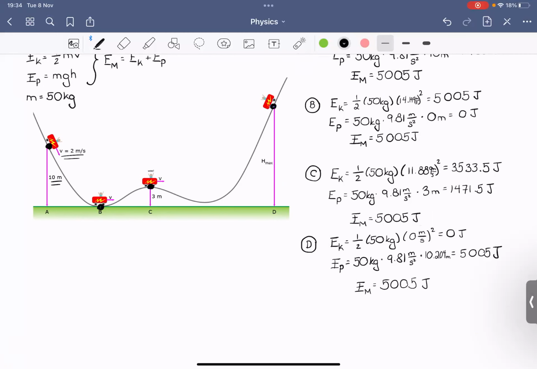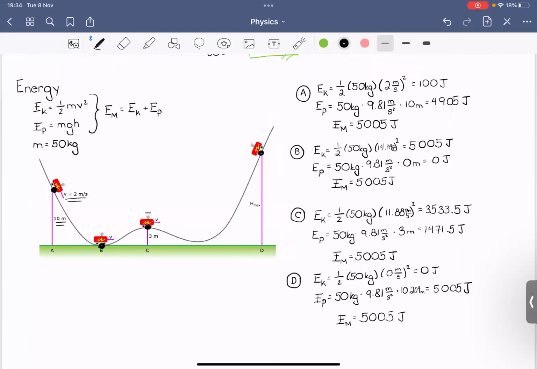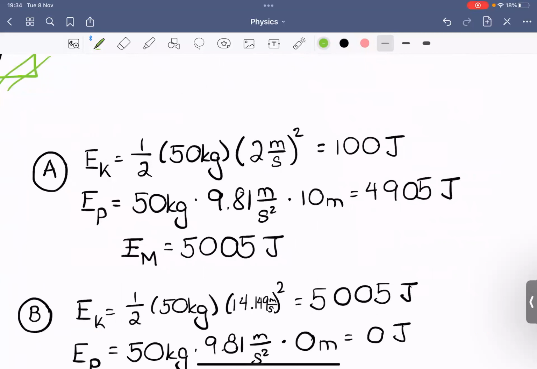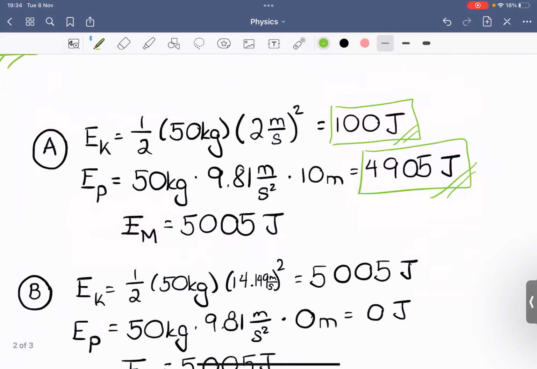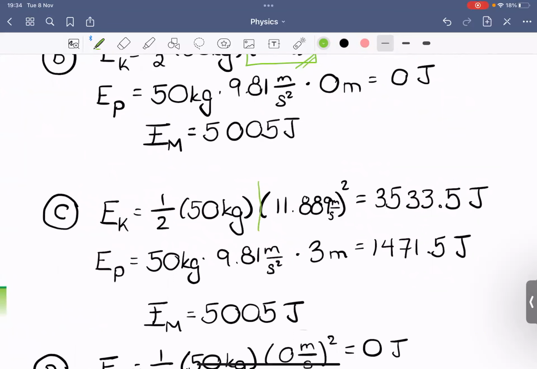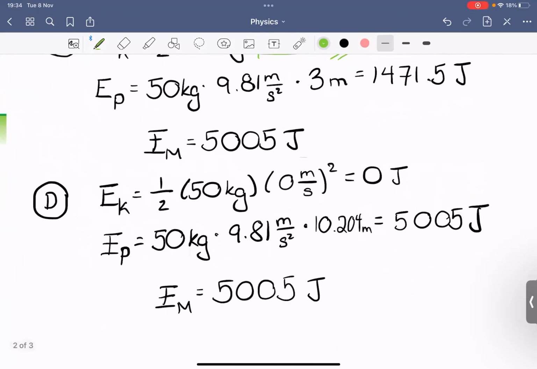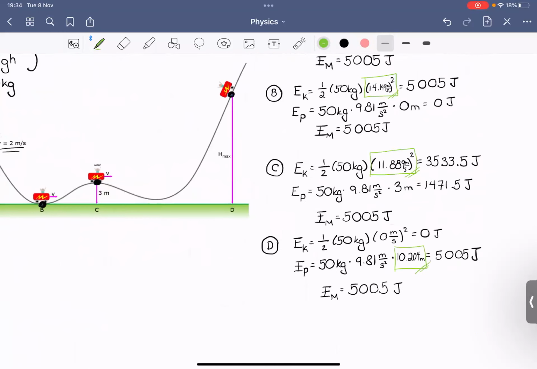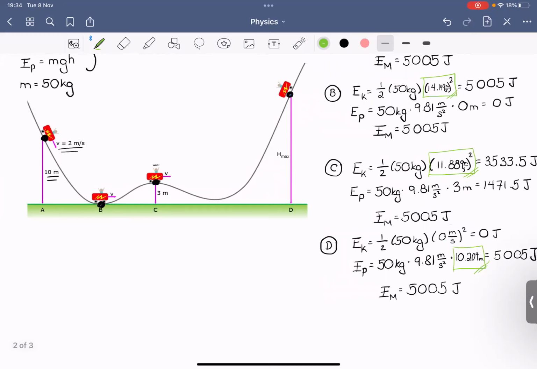All right, and that is how we can solve this problem. Now, just to make sure that we got this, the information that we got was in this very first point, we got this energy, we got the potential energy. In point B, what we were missing was our velocity. Same thing as point C, we were missing our velocity. And in point D, we were missing our height, which is the maximum height that we're going to get to. Okay?